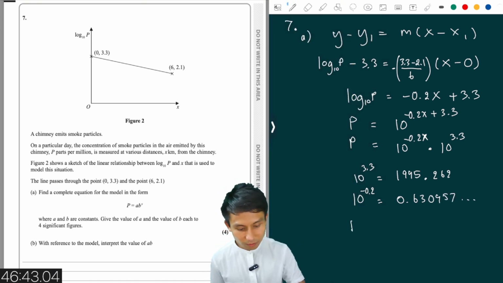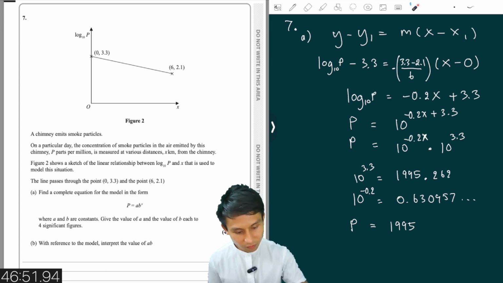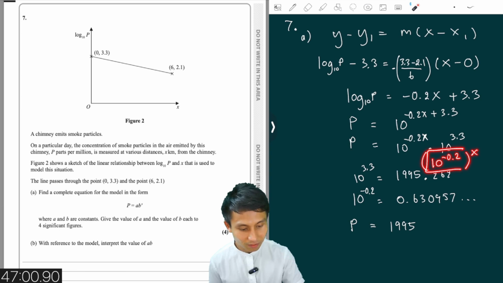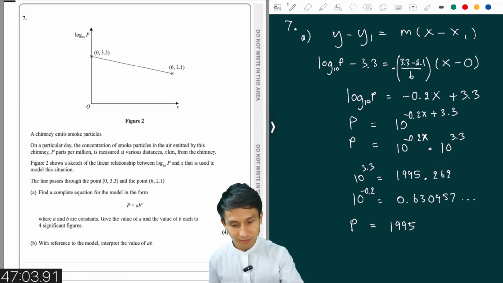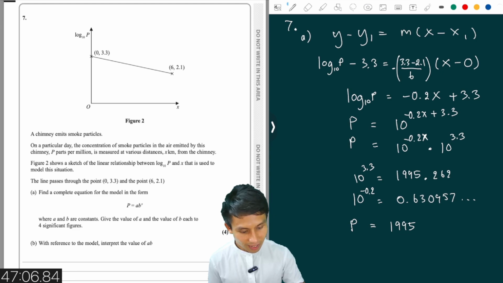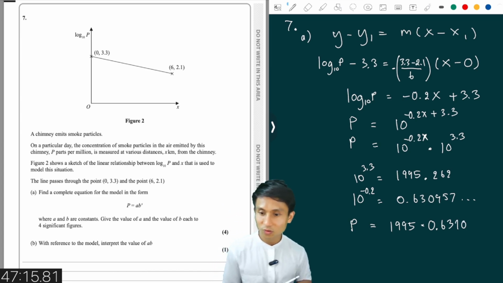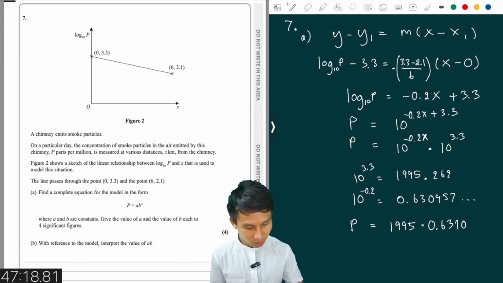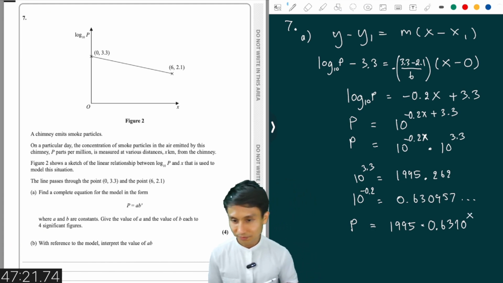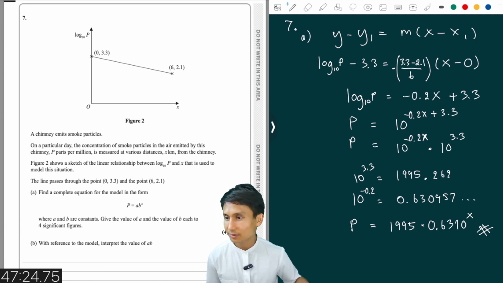Okay, so that we can write p, 1995, yeah, times, well, if you look at this, you can look at this as 10 to the power of minus 0.2 and then brackets to the power of x. So that would become our a there. All right. So what was it again? A is then 0.630, that's 10, because that is for this 4 significant figures to the power of x, right? So that's it. Yeah, that's done.